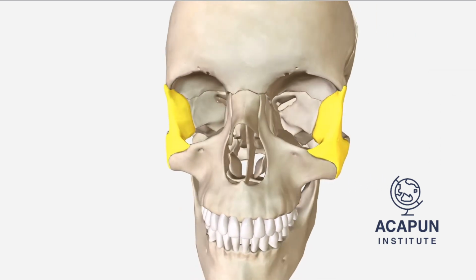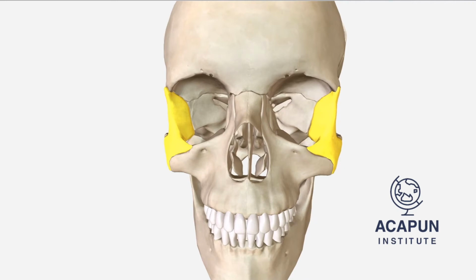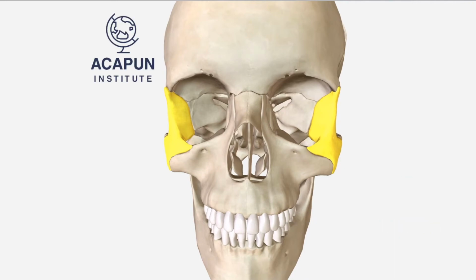Next, we have the zygomatic bones. You can see that laterally the maxillae articulates with the zygomatic bones on either side at the zygomatico-maxillary sutures. The zygomatic bones form the prominences of the cheekbones that you can see and easily palpate.